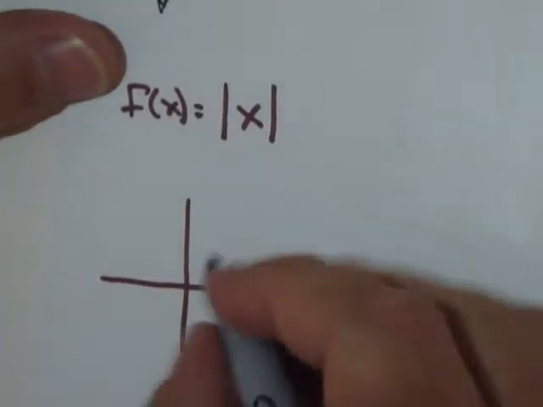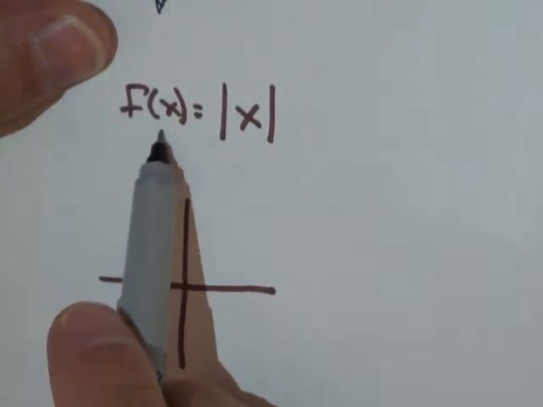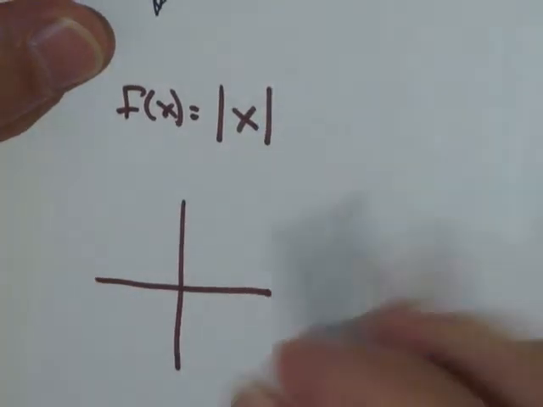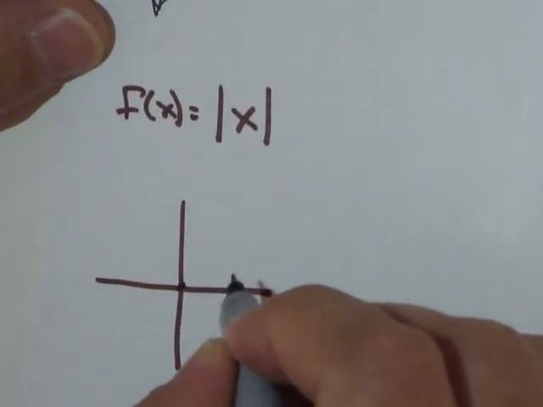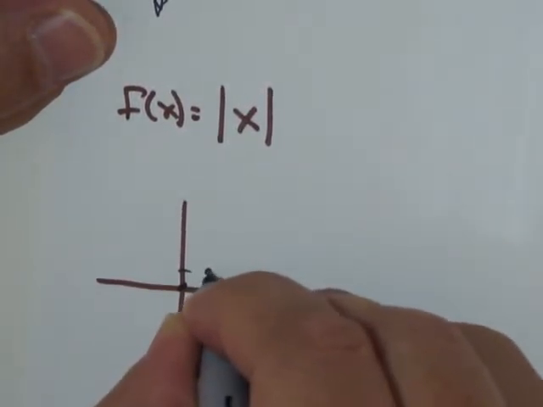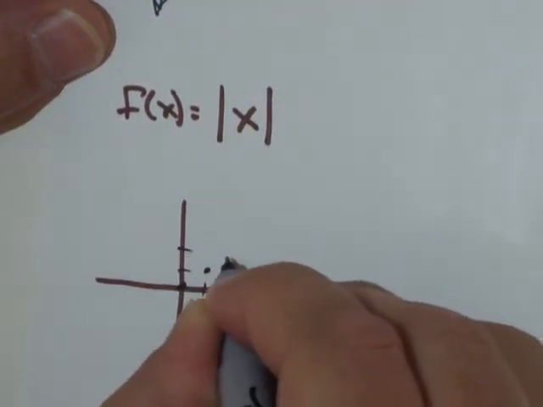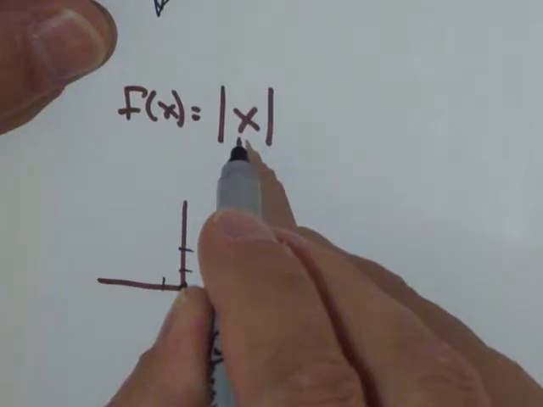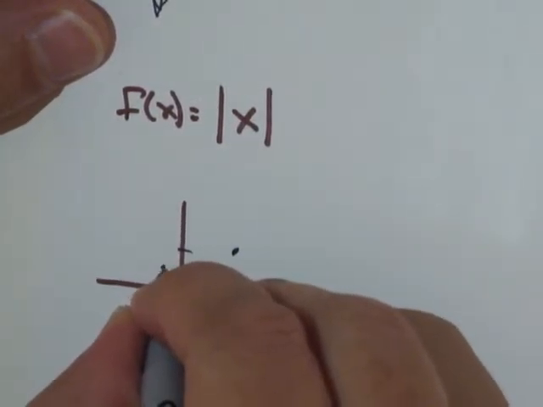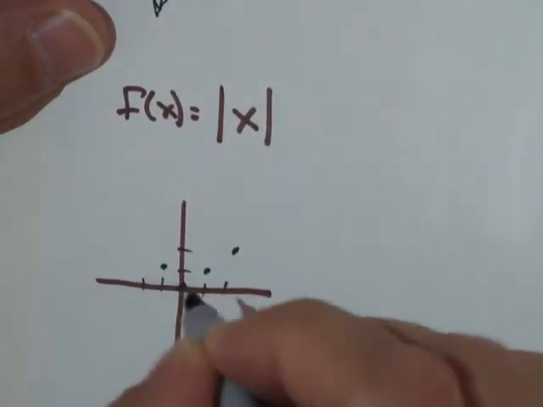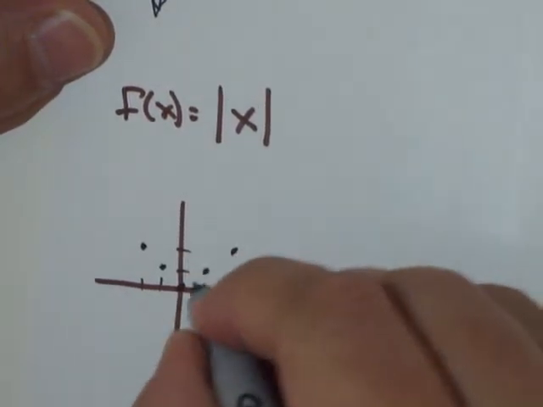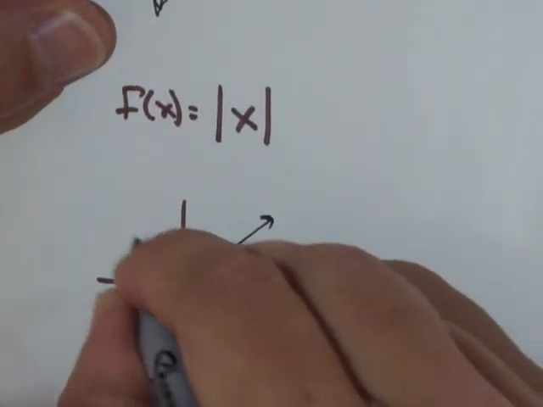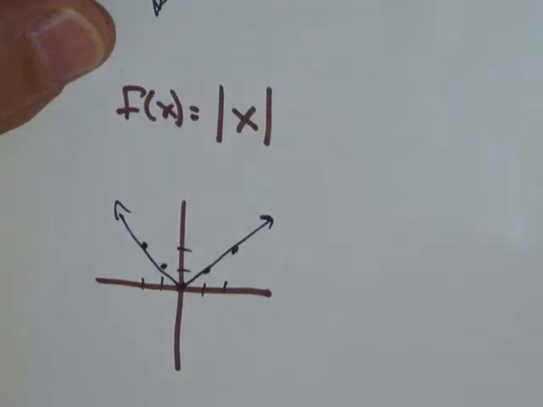Alright. Last one is the absolute value. Remember, every number that goes in, we take the positive of it. So a 0 goes in, we get 0 comes out. 1 goes in, 1 comes out. 2 goes in, 2 comes out. On the negative side, if a negative 1 goes in, the absolute value of negative 1 is a positive 1. The absolute value of negative 2 is a positive 2. So we get this V-shaped thing, like that, right?